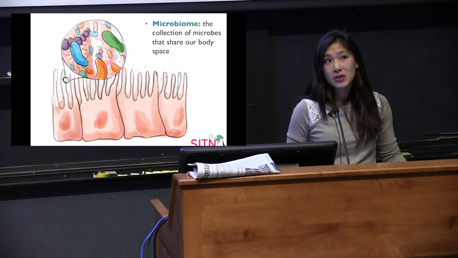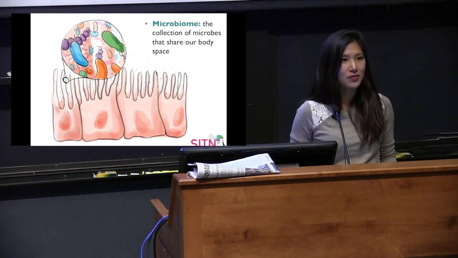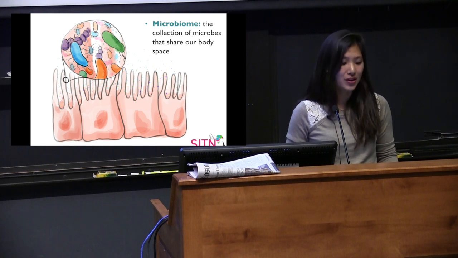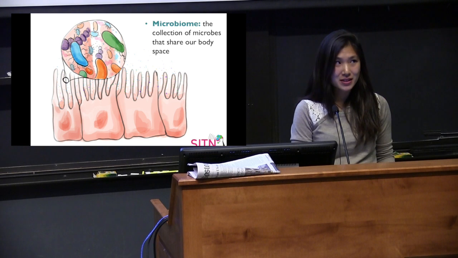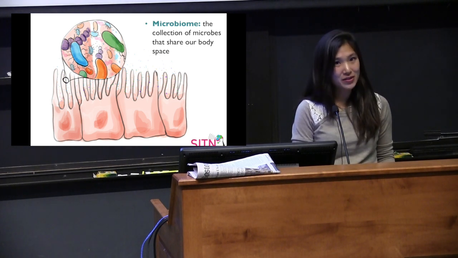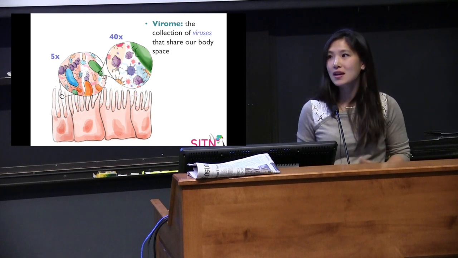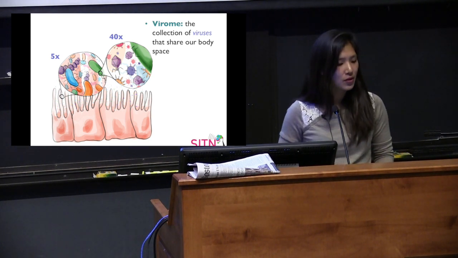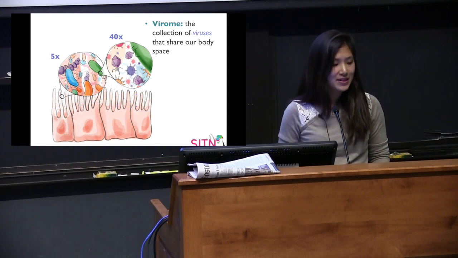And the best studied members of the gut microbiome are definitely by far the bacteria. We have over 100 trillion bacteria in our gut alone. But we're now really starting to better understand some other members of our microbiome. And unsurprisingly, that's going to be the viruses. So a subset of the microbiome is the virome. And the virome is the collection of viruses that share our body space.